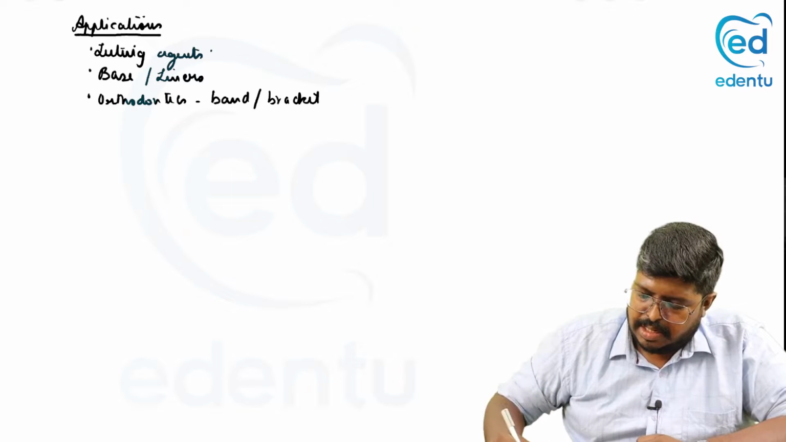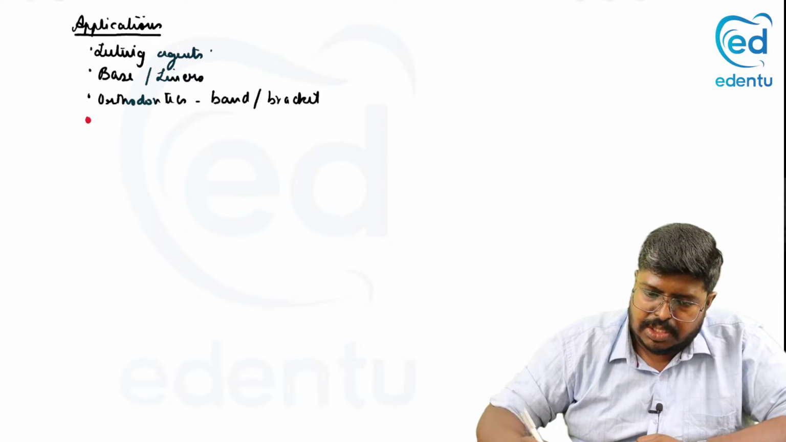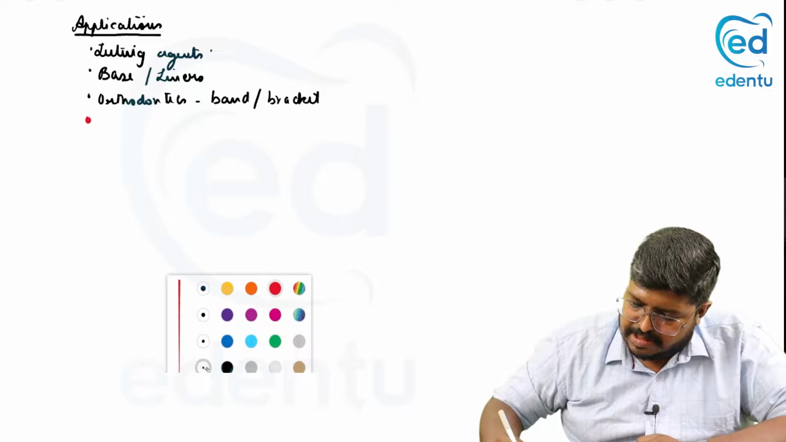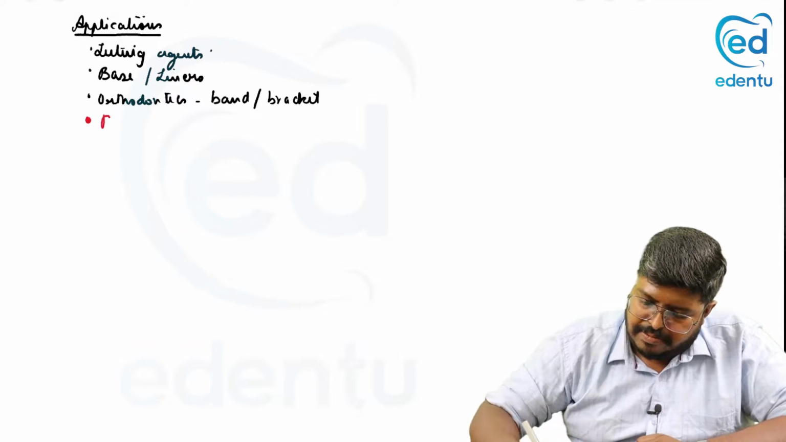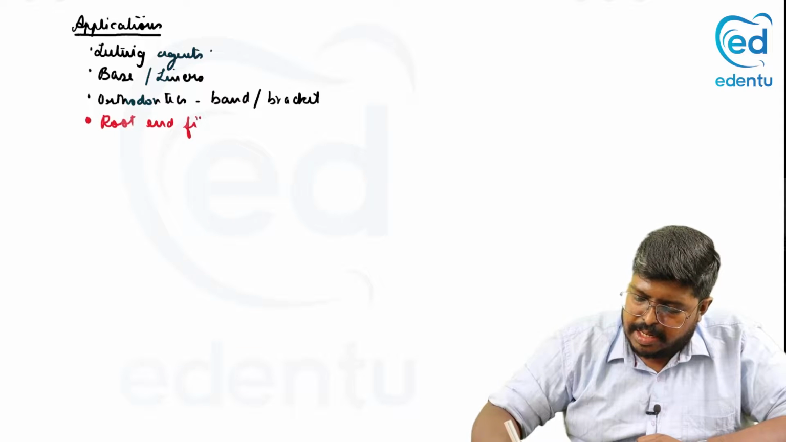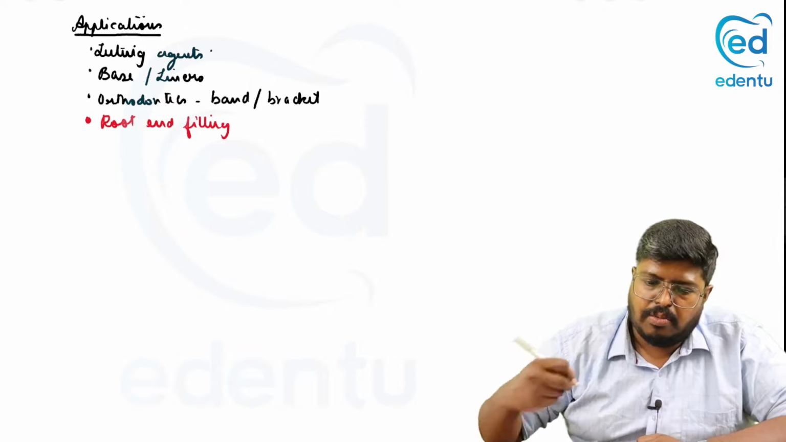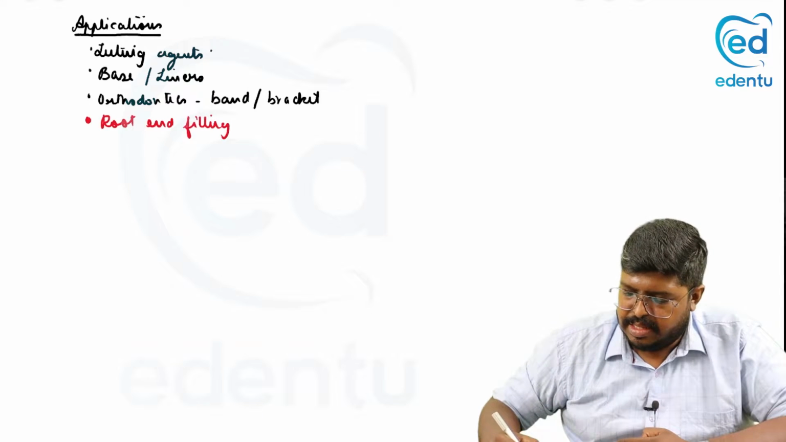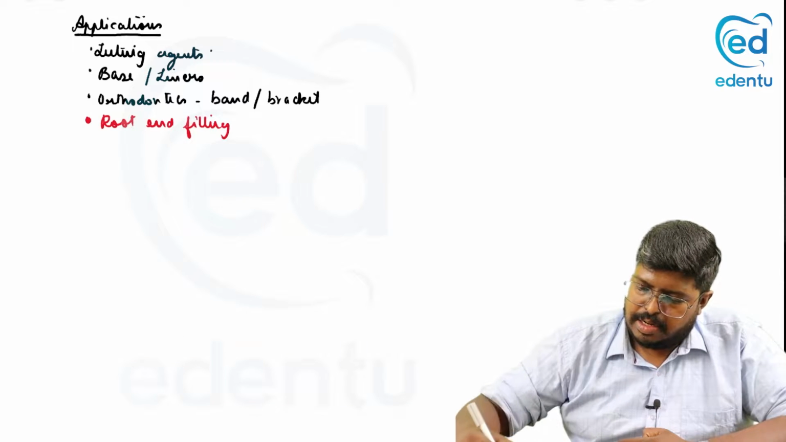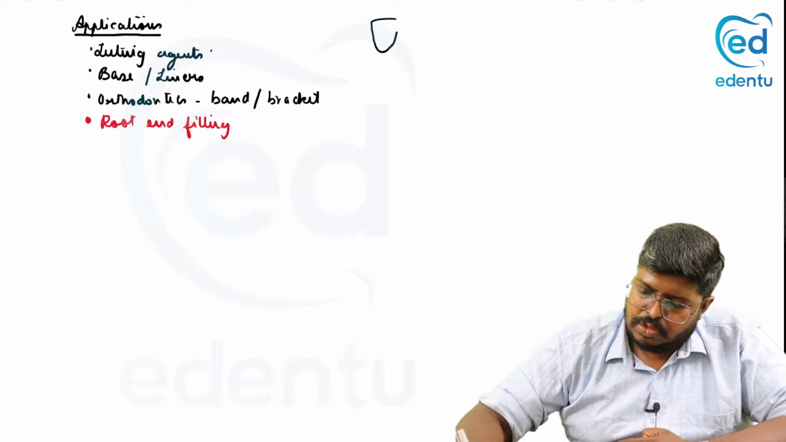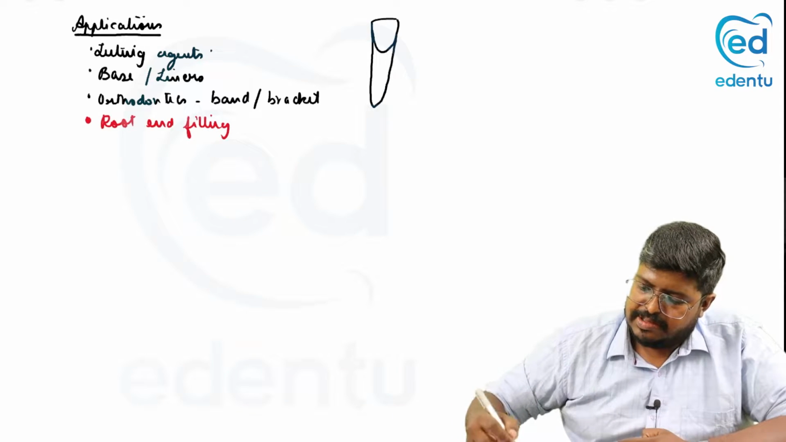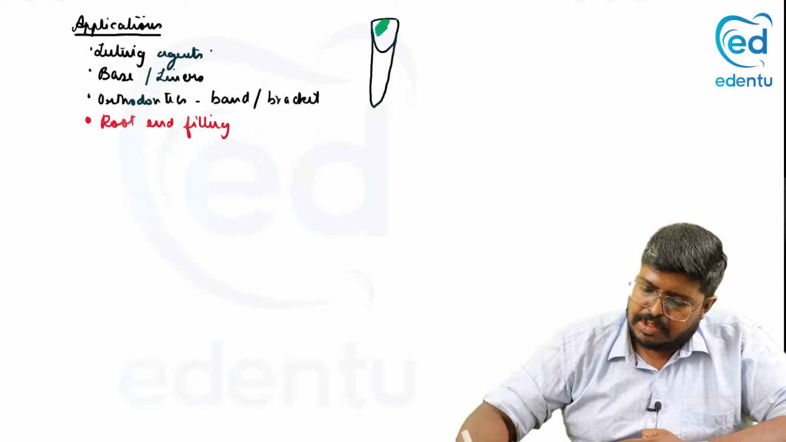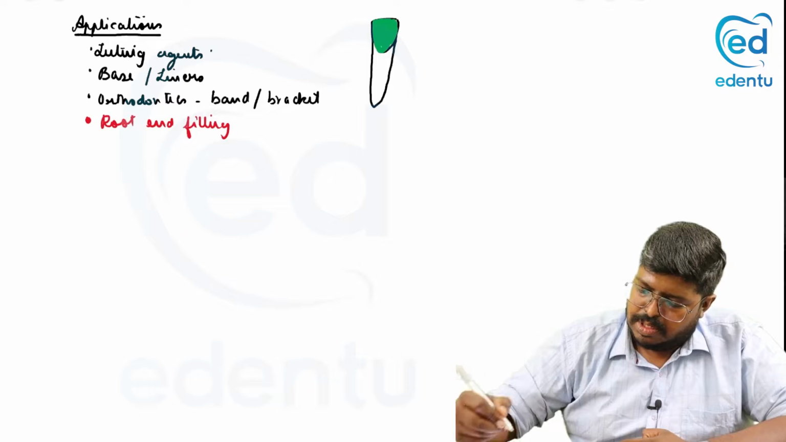But here you have a new function. It was used as a root end filling. Now, what is a root end filling? In a tooth there is a crown and a root, and all the fillings that we have been dealing with were with respect to the crown, right?